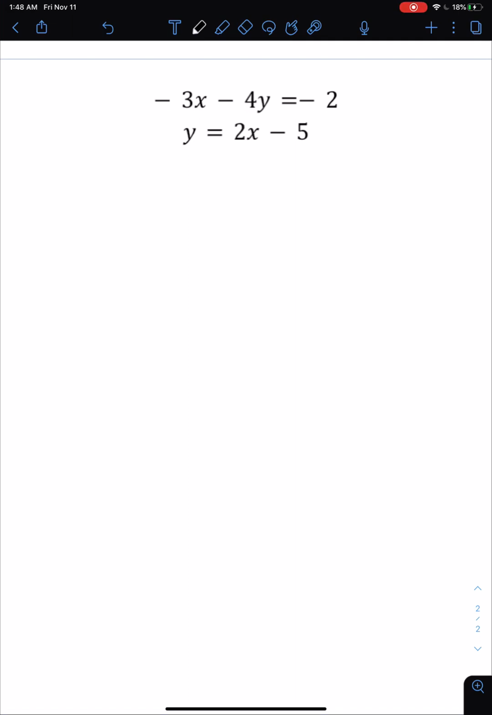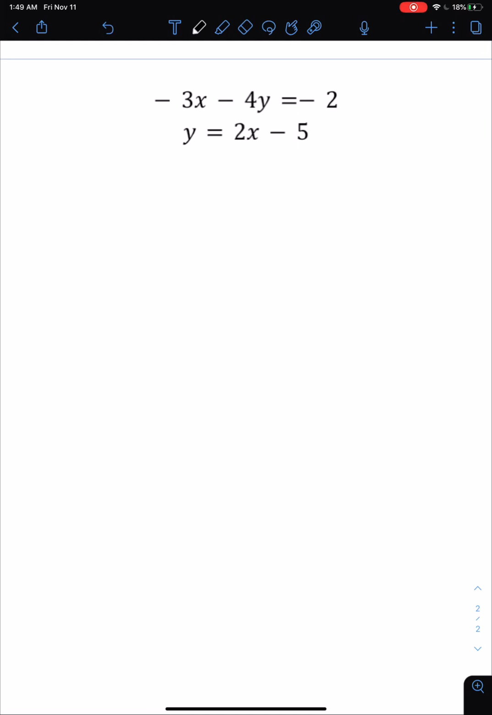In this system of equations, we have two equations: negative 3x minus 4y is equal to negative 2, and y is equal to 2x minus 5. We want to solve for both variables, x and y. But in both of these equations there are two variables, which means we can't solve them directly. So we need to combine the equations so that we only have one variable.